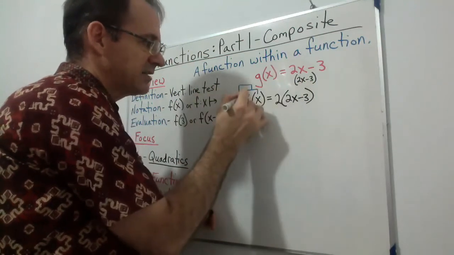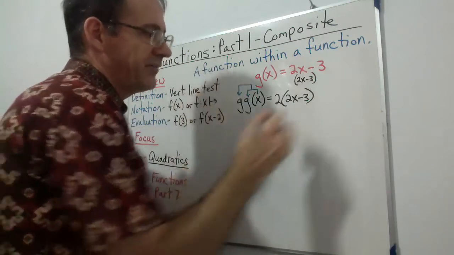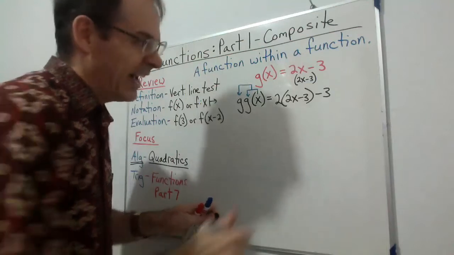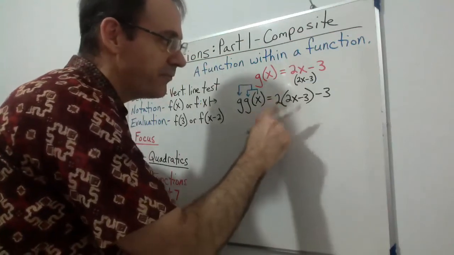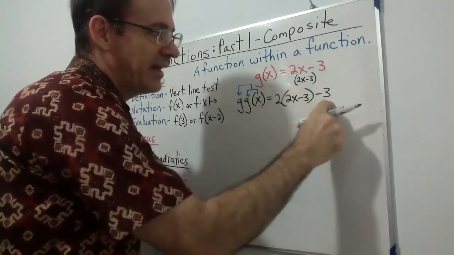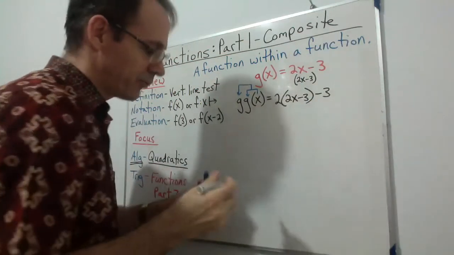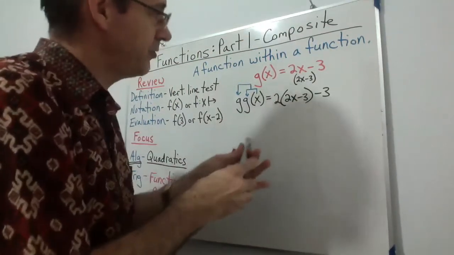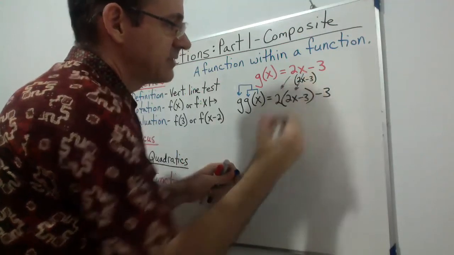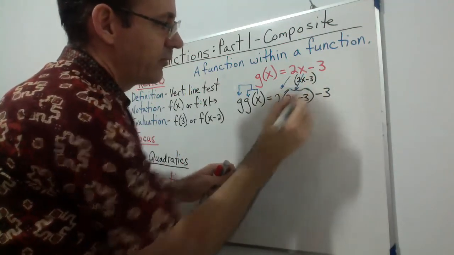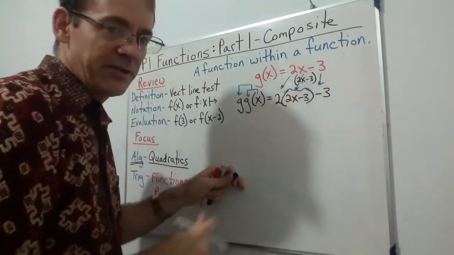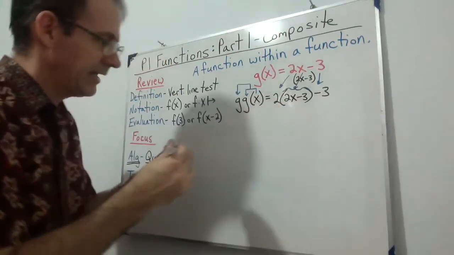X is just x. G of x plugged into g of x again. Don't forget this minus 3 at the end. I notice some students start off with the 2 and put in the 2x minus 3 and forget to attach the rest of your original g function. So here you see the 2, here you see the x, which is now replaced with 2x minus 3, and here is your minus 3. So be careful to get that lined out.